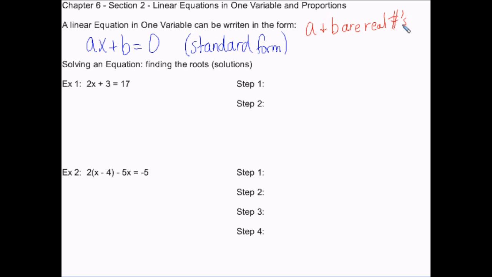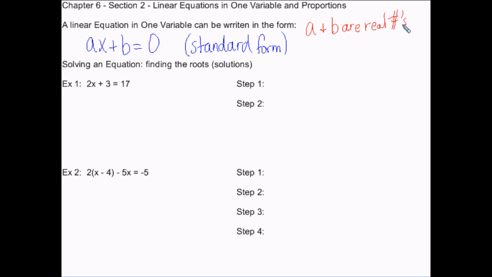Okay, so a and b have to be real numbers, x is our variable, and in order to solve the equation, we have to undo what's been done. So anything that's happening to x, we undo it. So our first step here is we're going to rearrange where x is alone and numbers on the other side.